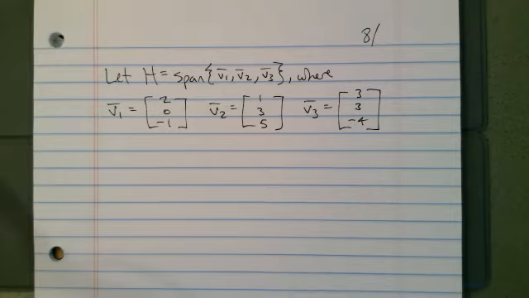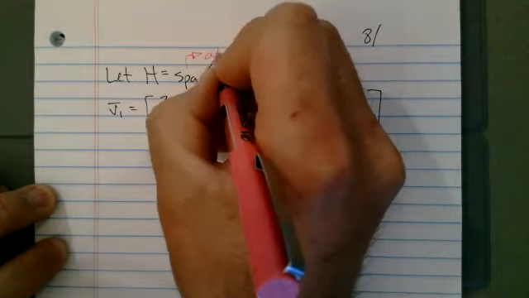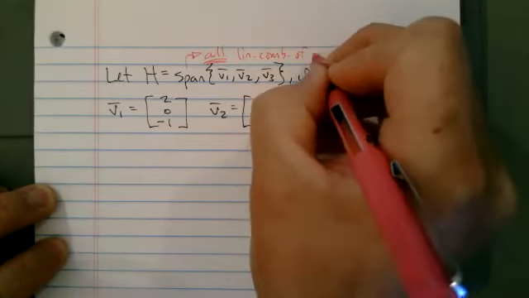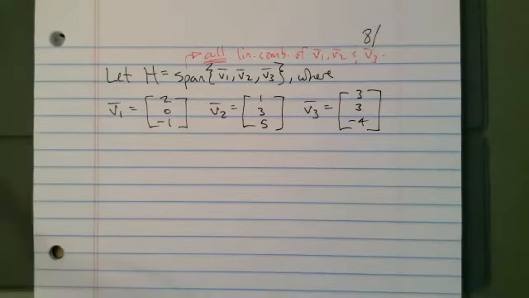By definition, I just said H is the span of the set of vectors. That's the set of all linear combinations of the vectors V1, V2, and V3. Remember, span is the set of all linear combinations of V1, V2, and V3. But we notice that the vectors V1, V2, V3, that set of vectors is not linearly independent because V3 is just a sum of the first two. 2 and 1 is 3, 0 and 3 is 3, negative 1 and 5 is negative 4.